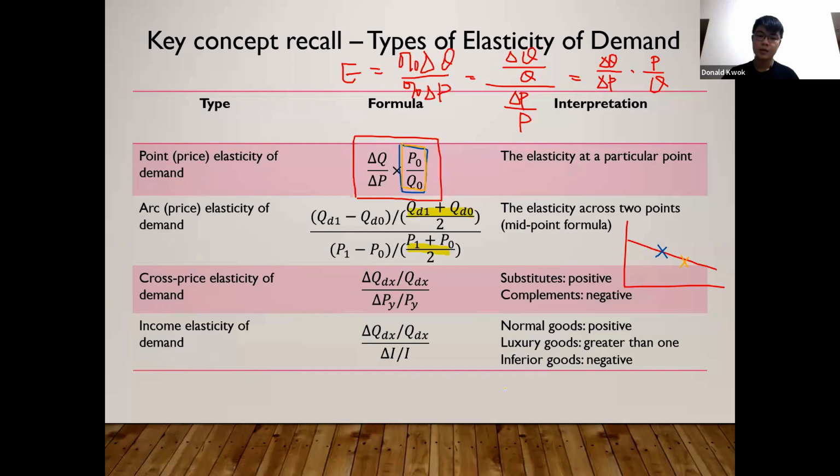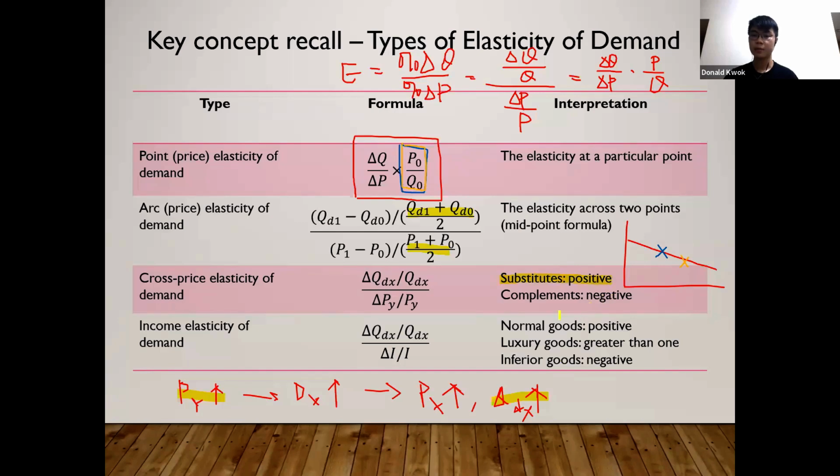Let me use substitutes as an example, and the example I used in the last tutorial would be Coke and Sprite. If the price of Sprite increases, then people will shift away and consume less of Sprite and more of Coke, right? So this shows that the demand for Coke will increase, and thus the price of Coke as well as the quantity of Coke will also increase accordingly. All right, so as you can see, the price of Sprite and the quantity demanded of Coke would move in the same direction. So this explains why the cross-price elasticity for substitutes is positive.